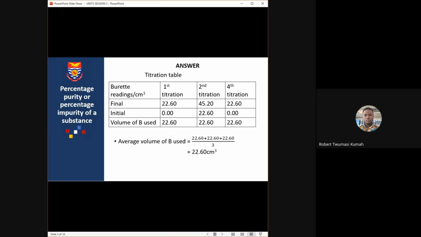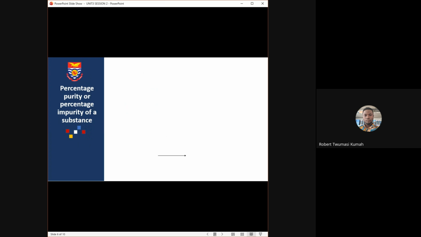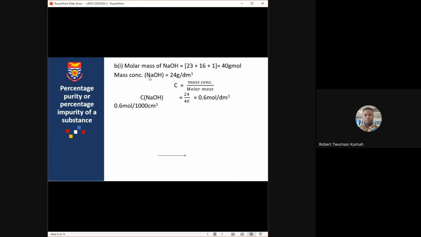All right, so let's now proceed. So we are going to start with A. Since we have been given the mass concentration, we can change it into amount concentration and start interpreting it. So if 1000 contains 0.6, then the volume that was used, 25, will contain how much? So if 1000 equals 0.6, 25 equals 0.015. Then now we zoom in to look at the agreement between them.